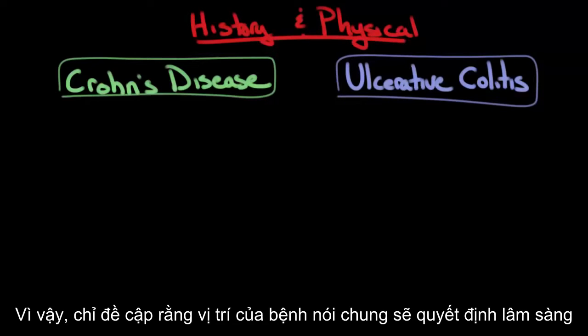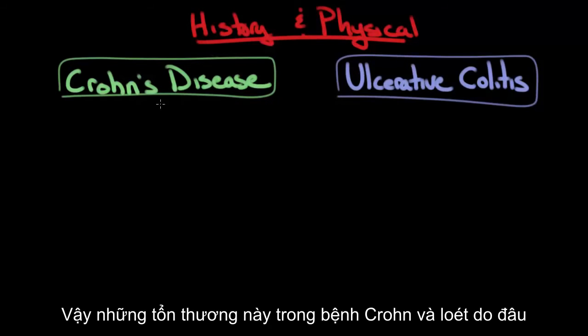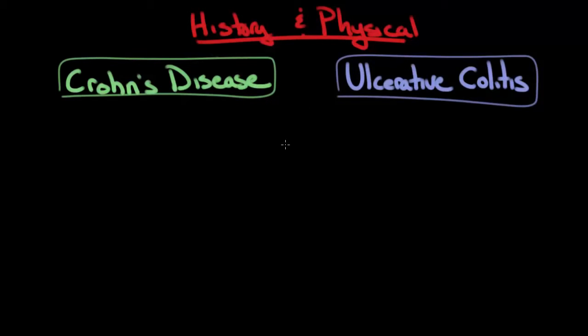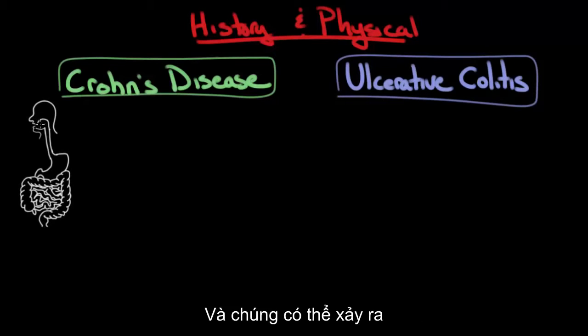So I just mentioned that the location of disease in general will dictate the clinical presentation. So where do these lesions in Crohn's disease and ulcerative colitis occur? Well, in Crohn's disease, the lesions are discontinuous and they can occur anywhere from the mouth to the anus. However, the most common locations are the terminal ileum, the large intestine, which is also known as the colon, as well as then other areas in the small intestine.